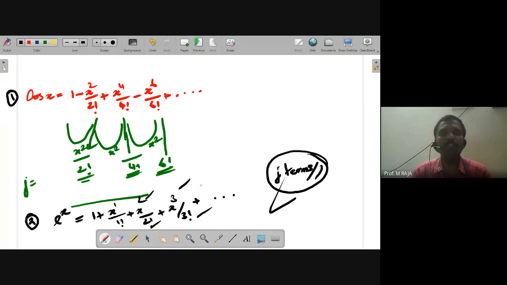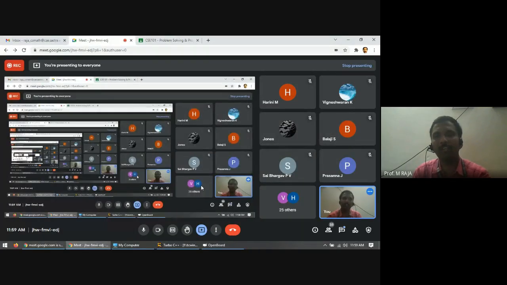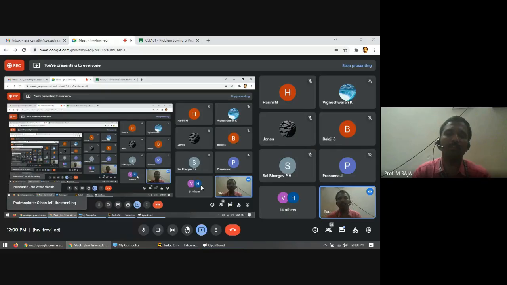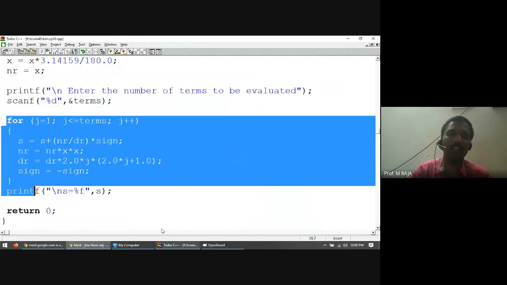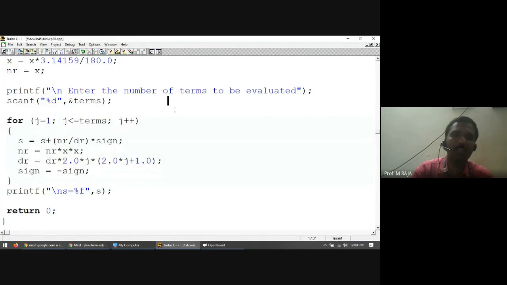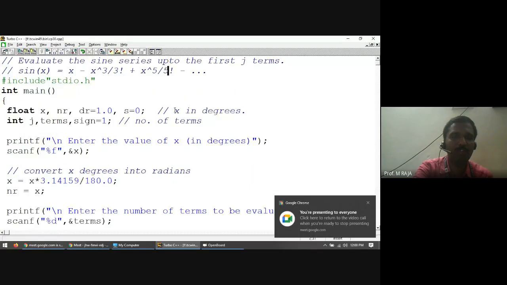The thing is, in the exponential series, we have all the terms with positive sign, so we need not have the variable sign. So simply we can find s is equal to s plus numerator by denominator, so that the first j terms are going to be evaluated, as we have seen here, right?